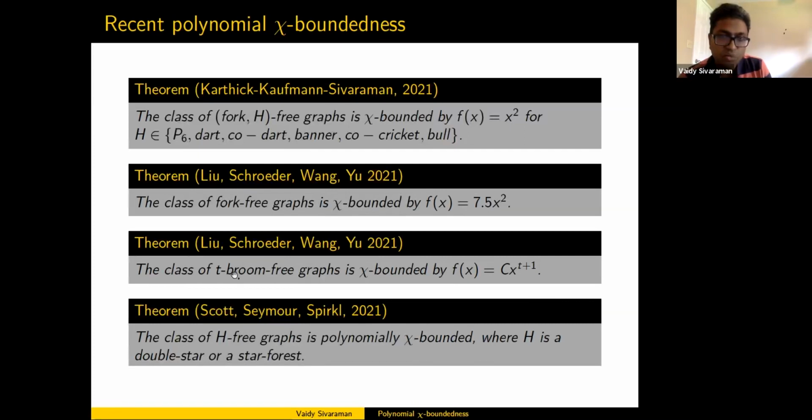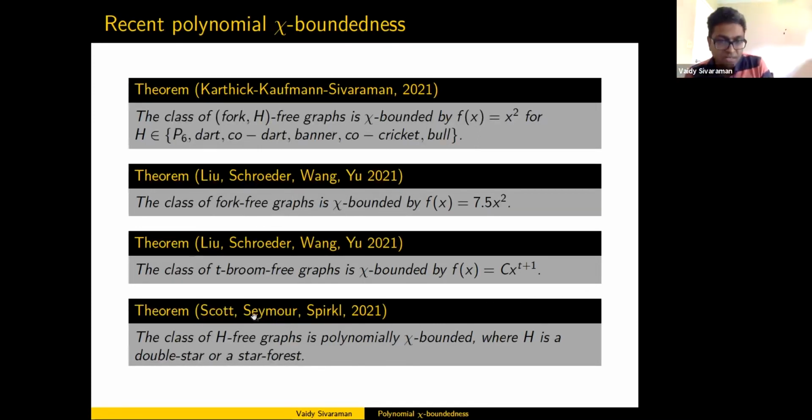And in fact, they do more than that for T-broom free graphs. What is a T-broom? You take K_{1,T} and subdivide one of the edges. And this is a very, very nice paper. This is a very recent one. And they proved this chi-bounding function. And tomorrow, Wang will talk about these two results in his talk. That's the last talk of the conference tomorrow.